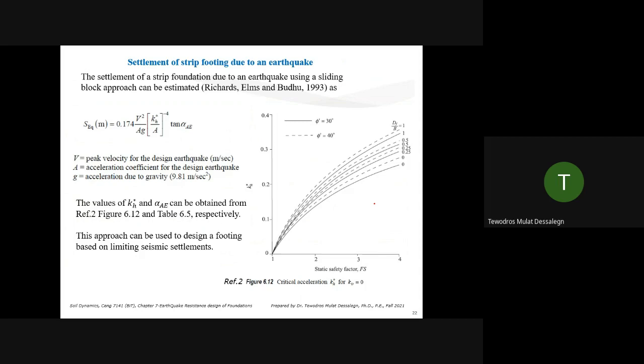Settlement of strip footing due to an earthquake. So the bearing capacity for a strip footing was developed like that by researchers. This was developed a long time ago, 1980s, 70s. But nowadays, we have much more sophisticated tools. We have software to help us. This is what they used to do in the past.